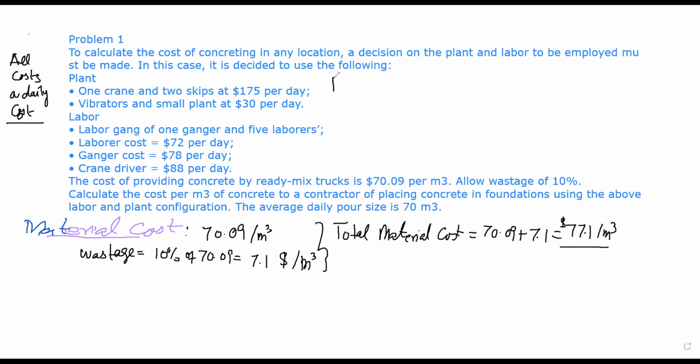And how about the labor cost? Okay, so what are the labor elements involved in here? A labor gang of one ganger and 5 labor. So the cost of one ganger is $78 per day, $78 per day, and plus how many laborers? Laborers, 5 laborers. So 5 times 72. So this will be how much?